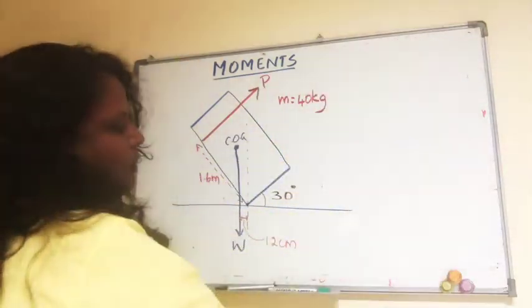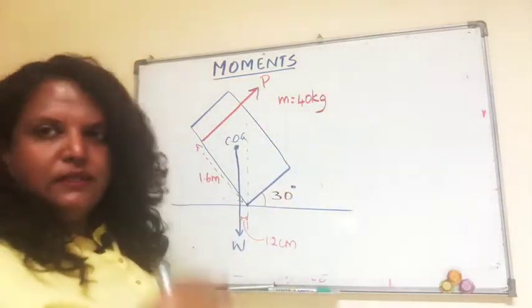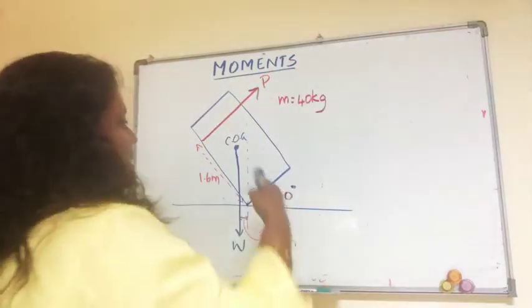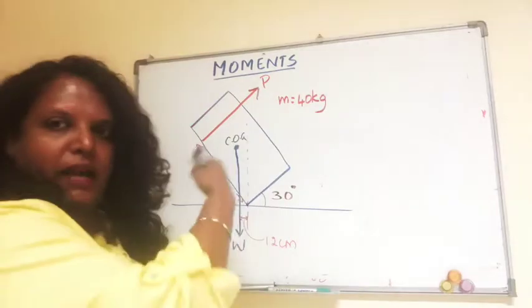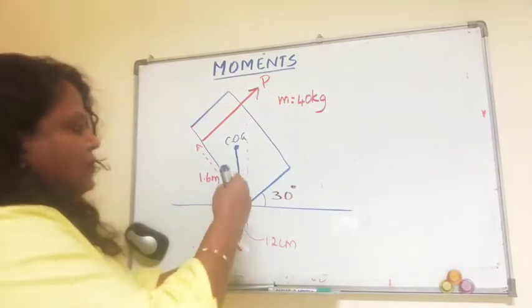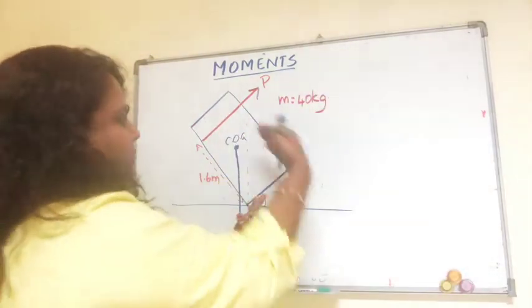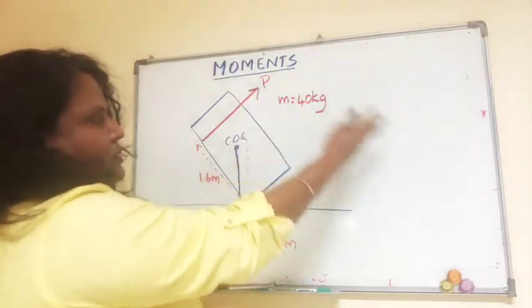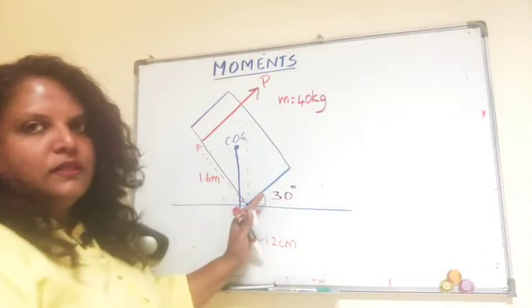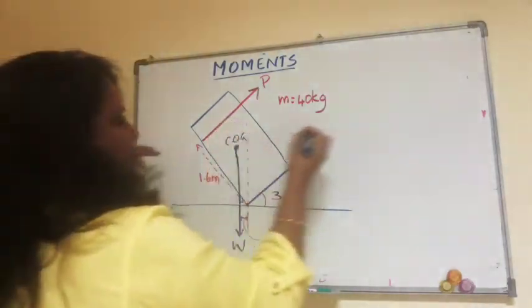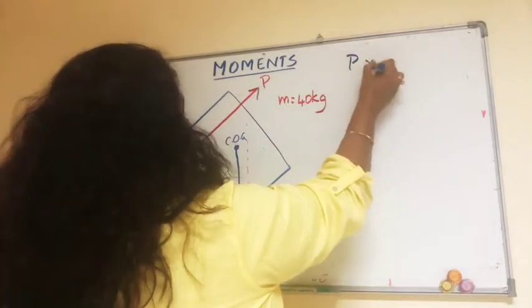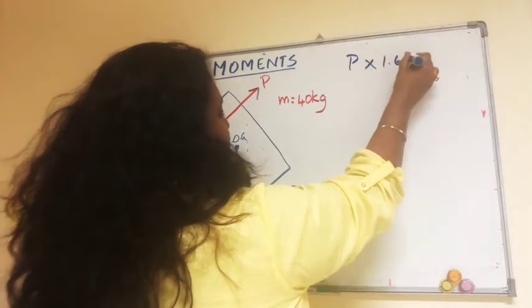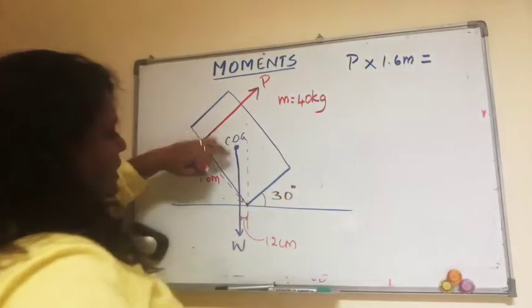So that's your clockwise moment or clockwise force. Now this is to the left, so this weight is in your anti-clockwise direction. From the pivot, if you look, this is going to the right, pulling it this way, this is clockwise, and this is anti-clockwise, right? Now how do I frame the equation then? Your clockwise moment will be P multiplied by 1.6 meters, which would be equal to W.